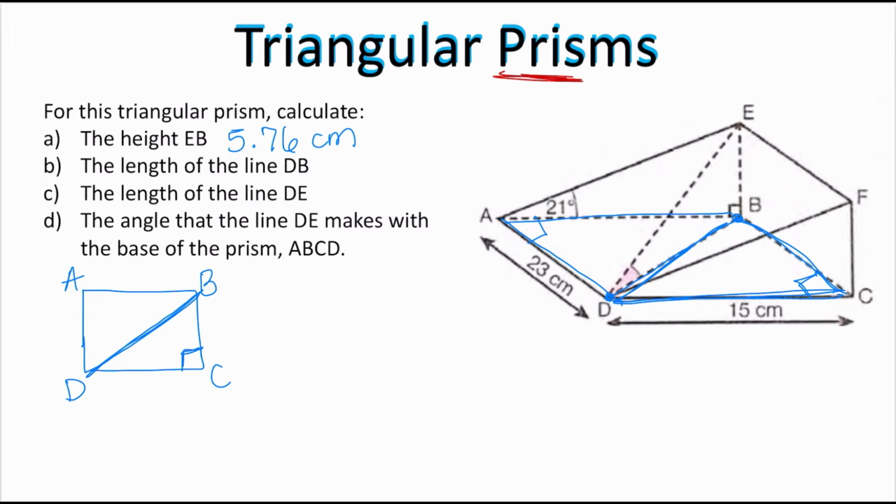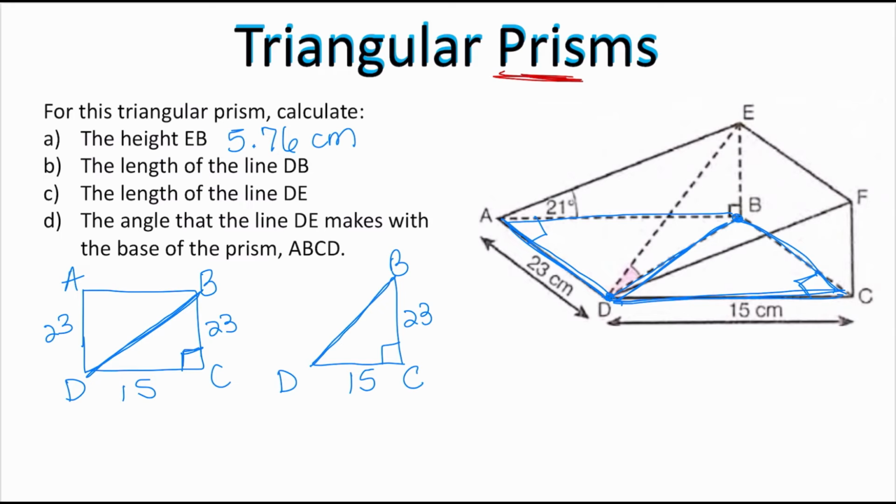Let's go ahead and fill in information that we know. We know that DC is 15 centimeters, and because AD is 23 and opposite sides are congruent in a rectangle, here it is also 23. So this means that I'm working with this right triangle DBC, where DC is 15 centimeters, BC is 23 centimeters, and my job is to solve for DB.